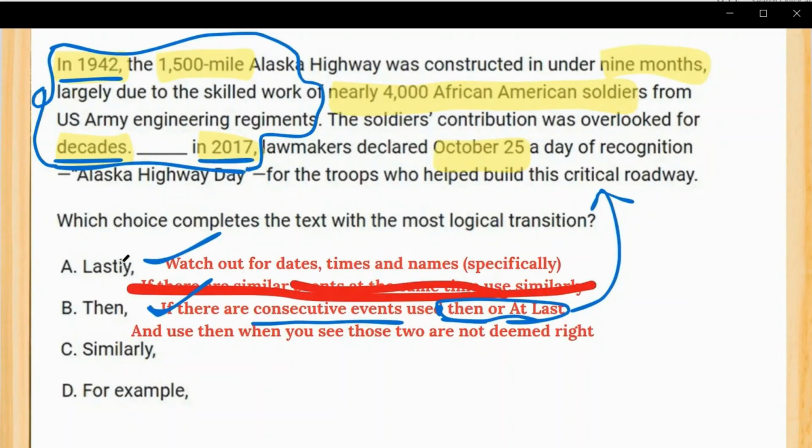So what are the options? Lastly, we have been discussed about at last. At last and lastly are almost the same. Okay, so we know that we can use lastly. These are the right choice. We can use then. I'm already telling you, use then. Obviously, there's a high chance we can use then too.